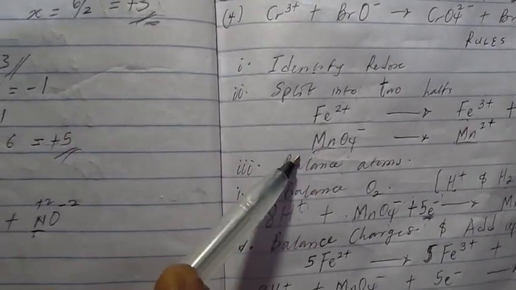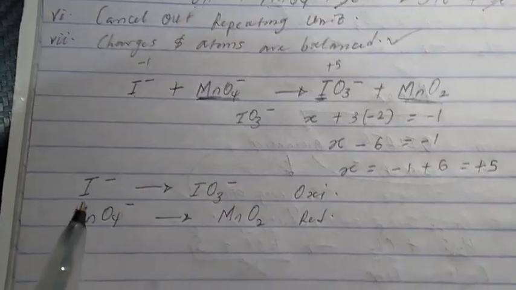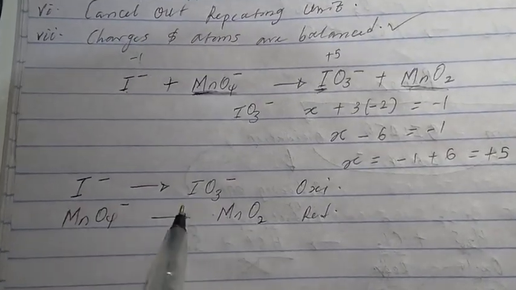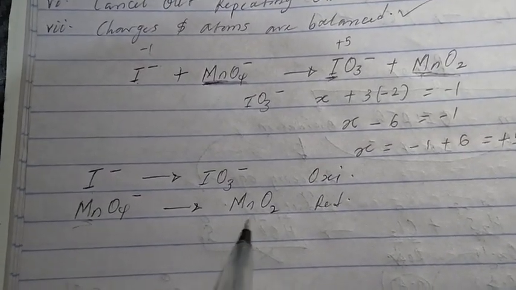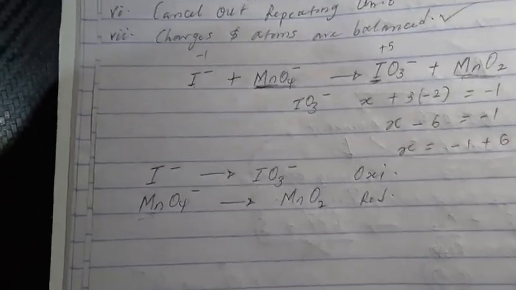Then the next rule says you should balance atoms. So how do we balance atoms? I told you, you are balancing atoms without balancing oxygen. First, forget about oxygen. So how many iodine do I have here? 1. How many do I have here? 1. Forget about oxygen. How many manganese do I have here? 1. Manganese here, 1. So atoms are balanced. So we'll move to the next one.